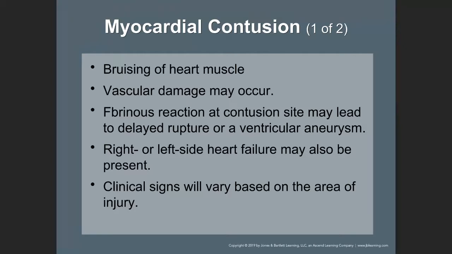Myocardial contusion is bruising of heart muscle. Vascular damage may occur. Fibrinous reaction at the contusion site may lead to delayed rupture or ventricular aneurysm. Right or left side heart failure may also be present. Clinical signs may vary based on the area of injury.